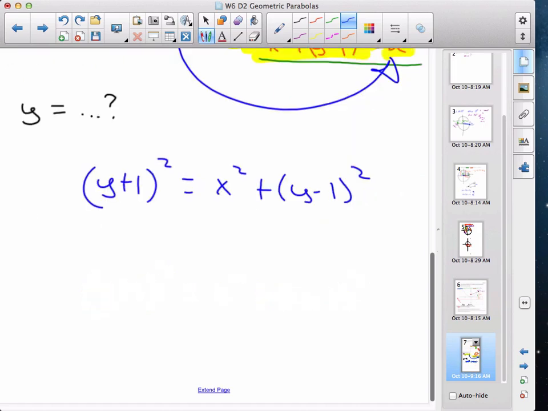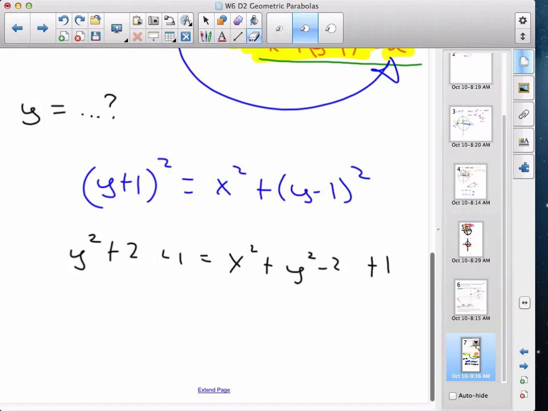Whoa! Gosh, now we have to do what? What are you trying to do? Then you just simplify it by using the formula, just distribute, simplify. So I'm going to do this kind of quickly here. y squared plus 2y plus 1 equals x squared plus y squared minus 2y plus 1. Oh, yeah, how'd that get in there? y plus 1 and then y.